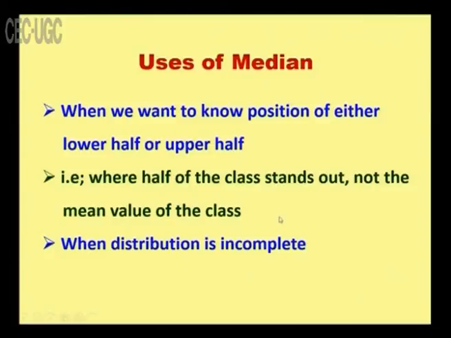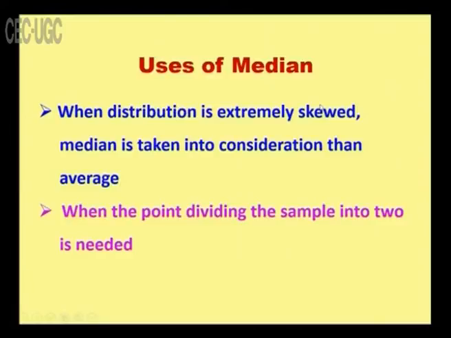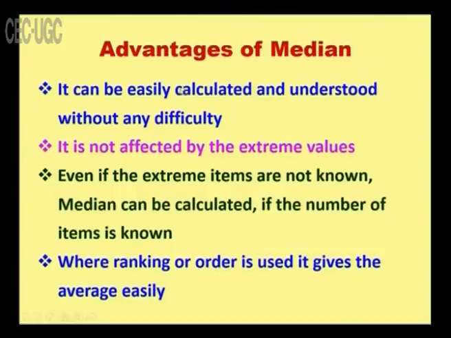And when the distribution is incomplete, still we can use the median. And now what are the other uses? When the distribution is extremely skewed, the median is taken into consideration rather than the average, or in some cases when the point dividing the sample into two is needed, and so in all these cases we can use the median. And now what are the advantages of median? It can be easily calculated and understood without any difficulty, and it is not affected by the extreme values. Even if the extreme items are not known, the median can be calculated if the number of items is known. That means, if we know exactly the number of items, then we can calculate the median. And where ranking or order is used, it gives the average easily. So, these are some advantages of the median.